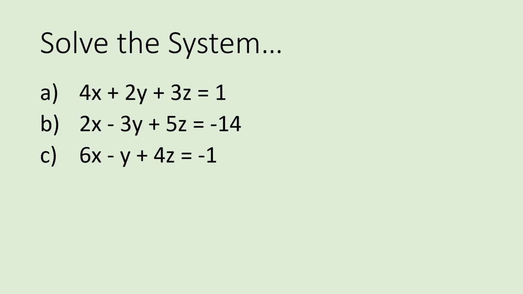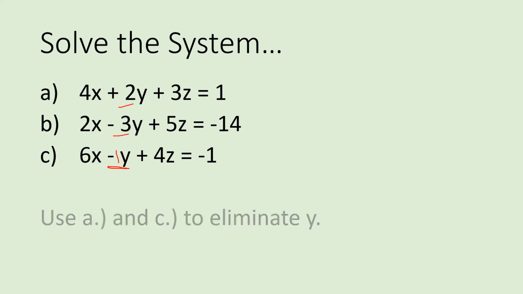And first thing we want to do is pick which variable we want to eliminate. Okay, so now x would be a good one because we could turn this 2 into a 4 and we can turn it into a 6. All right, but instead of x, let's do the y. And the reason I'm picking y is because we have this y right here without a coefficient, or really an invisible 1 as a coefficient, and we can turn that into a 2 and 3. All right, so as our first step, we're going to use A and C to eliminate y.